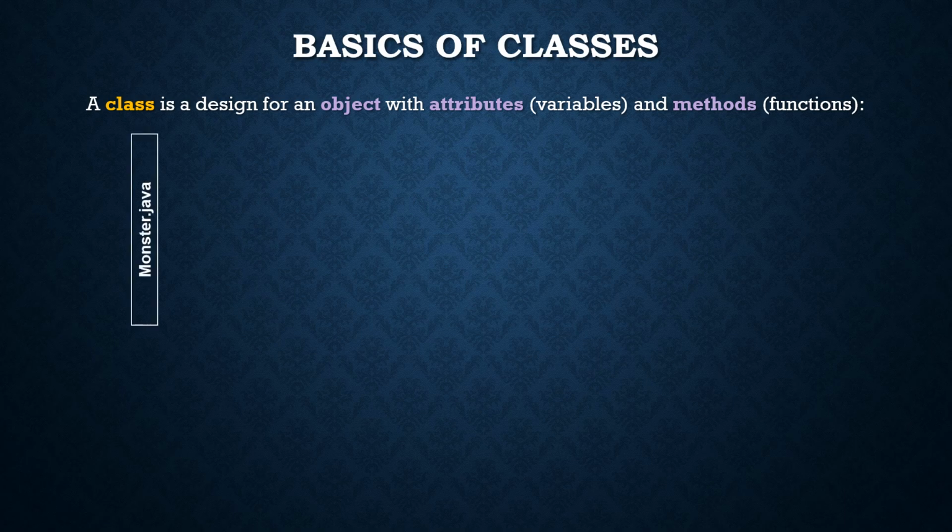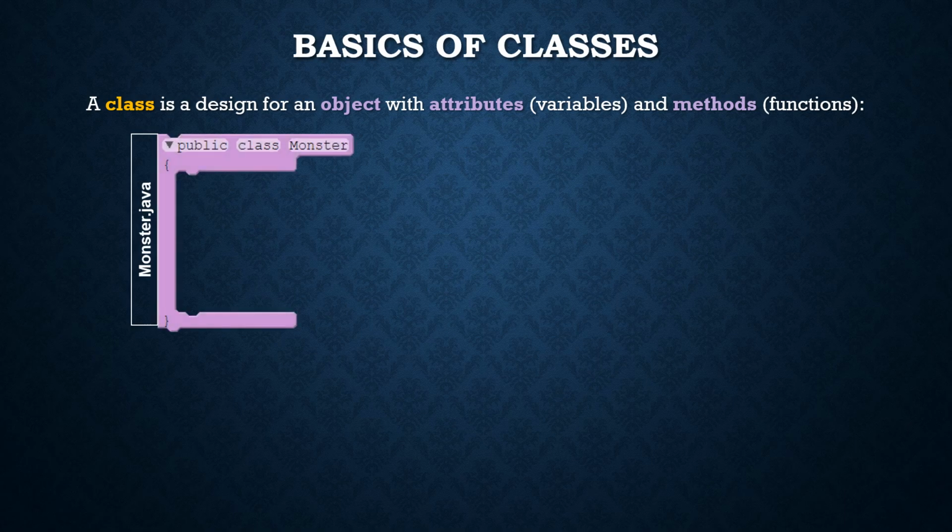We have an example of a monster class, which is defined as follows. Whenever we are trying to define a particular class, we use the keyword public class, followed by the class name. And by convention, the class name should always start with a capital letter.